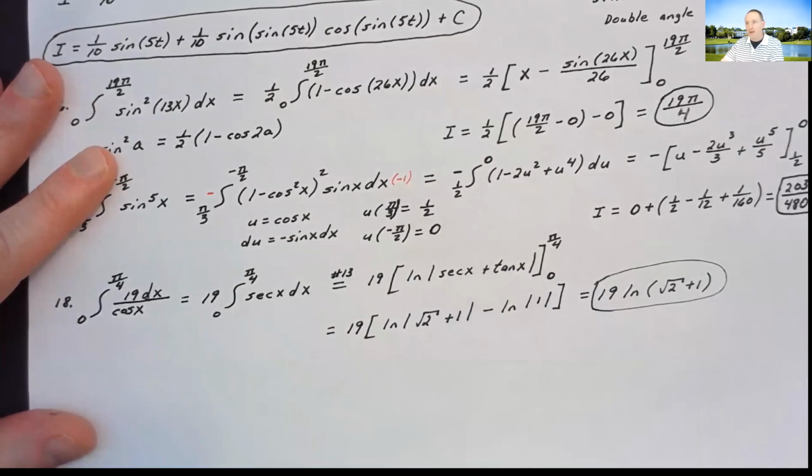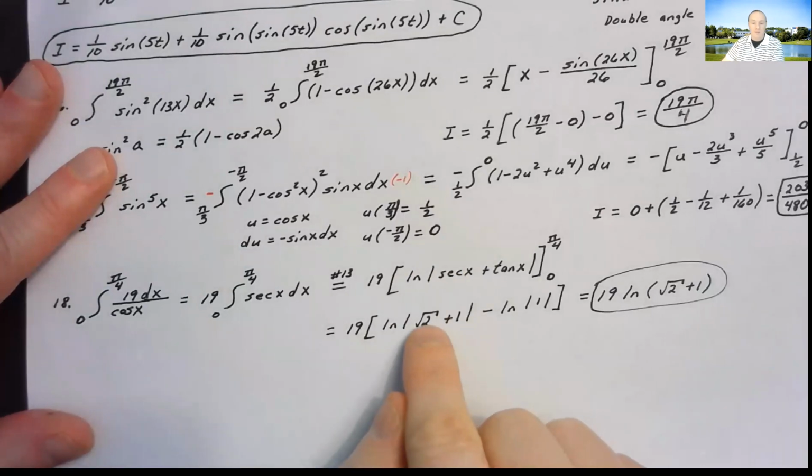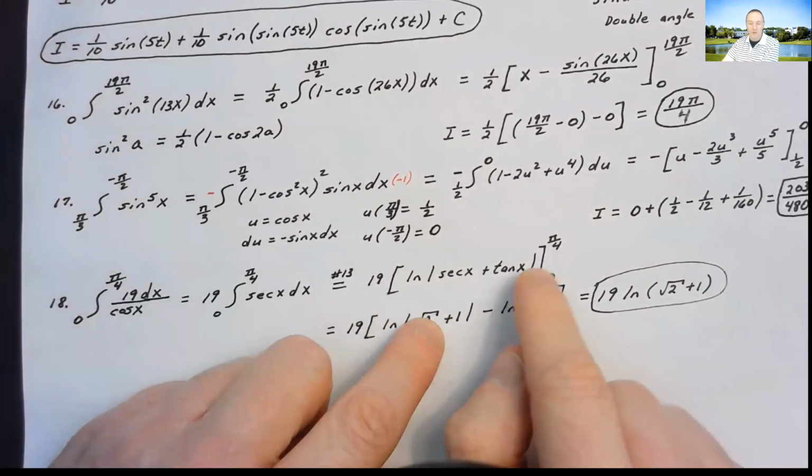I know in my head, well, the cosine of pi over 4 is the square root of 2 over 2. So the secant of pi over 4 is the reciprocal of that. It's 2 divided by the root of 2. Well, 2 divided by the root of 2 is the root of 2, because 2 is the same thing as the square root of 2 times the square root of 2. You're canceling one of those out to get the root of 2. So the secant of pi over 4 is the root of 2.